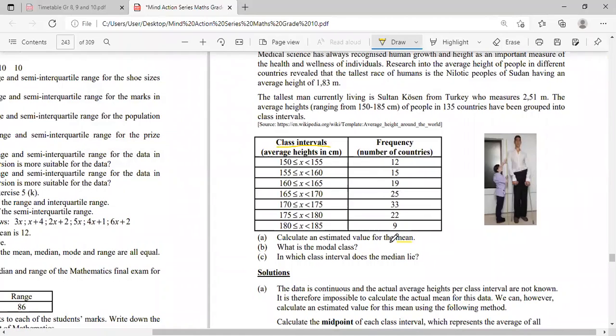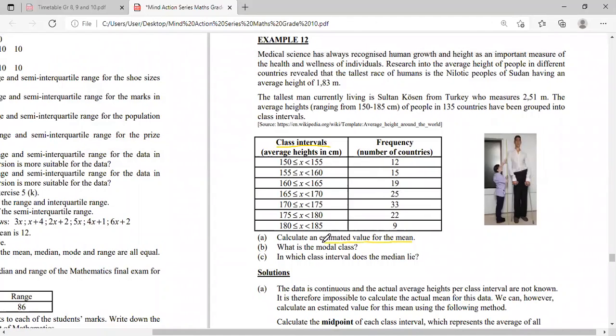Estimated mean. There's a difference between the mean and the estimated mean. Normally, our mean is equal to the sum of all the data values over the total number of data values. This is the normal mean.